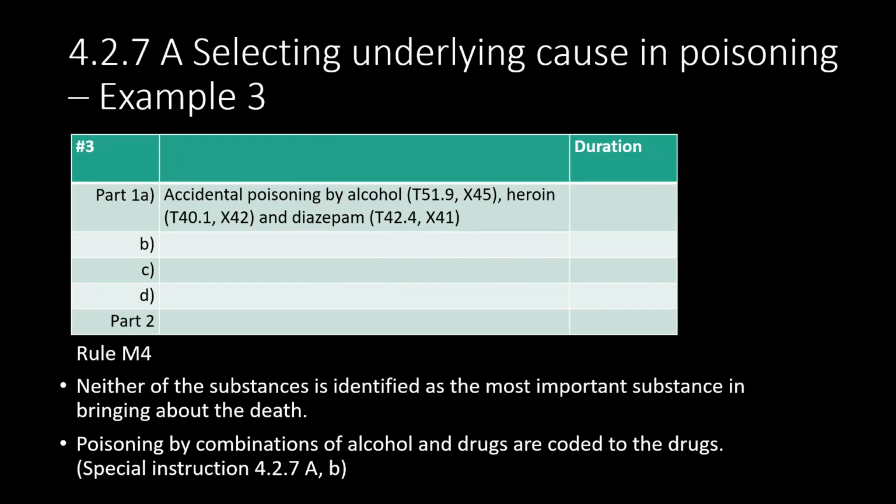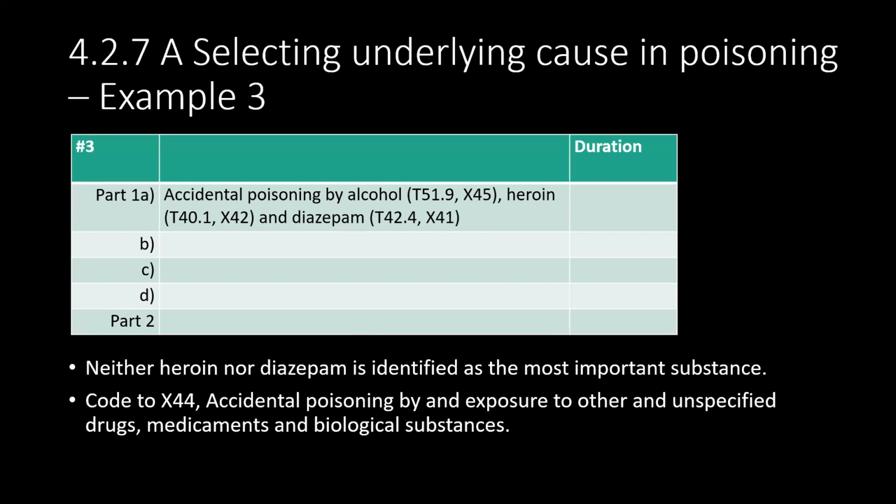Now we will apply rule M4. Neither of the substances is identified as the most important substance in bringing about the death. Poisoning by a combination of alcohol and drugs is coded to the drugs, according to the special instruction 4.2.7a, section B. Neither heroin nor diazepam is identified as the most important substance in this certificate. Therefore, code to X44, accidental poisoning by and exposure to other and unspecified drugs, medicaments, and biological substances, as the underlying cause.